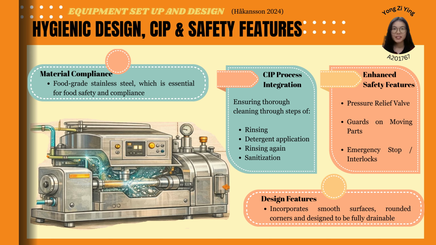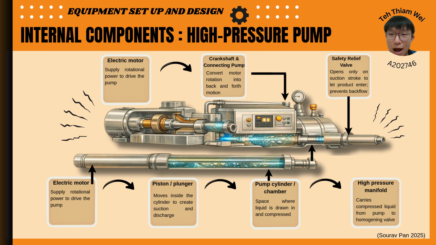Third, enhanced safety features. These include a pressure relief valve to prevent overpressurization, guards on moving parts to protect operators, and emergency stop buttons or interlocks for immediate shutdown during emergencies. Lastly, the design features. The equipment incorporates smooth surfaces, rounded corners, and full drainability, minimizing contamination risks and improving cleaning efficiency. For this slide, I will explain the internal components of a high-pressure homogenizer.